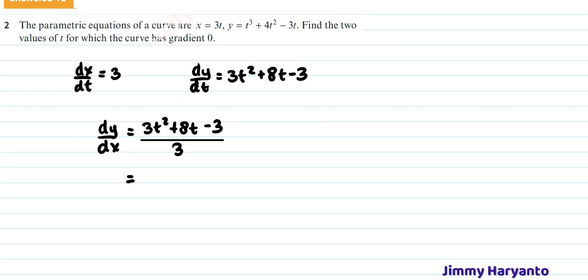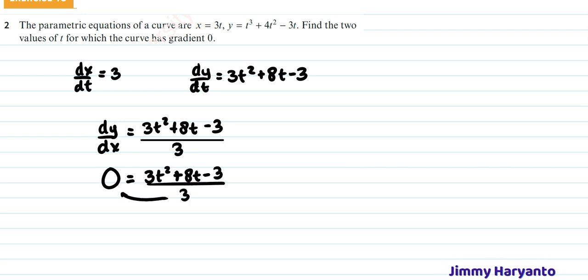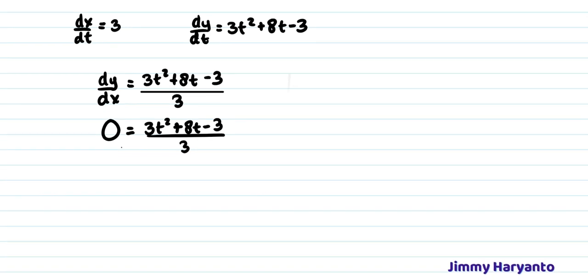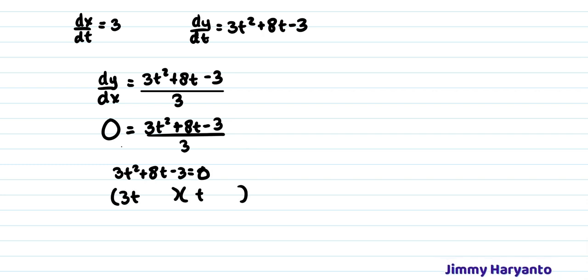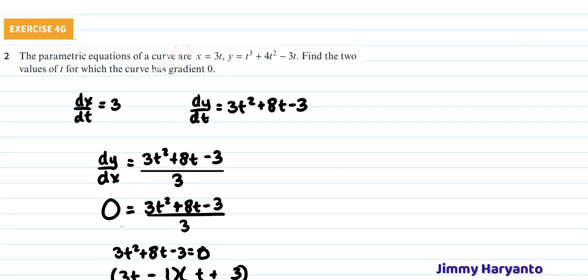And then because the gradient equals 0, I will make this into 0 over 3, and then cross multiplication, you will have 3t squared plus 8t minus 3 equals 0. Then I think we have to factorize this: 3t and t, 3 and 1, plus and minus, t equals 1 over 3, t equals negative 3. Okay, so this is the value of t.